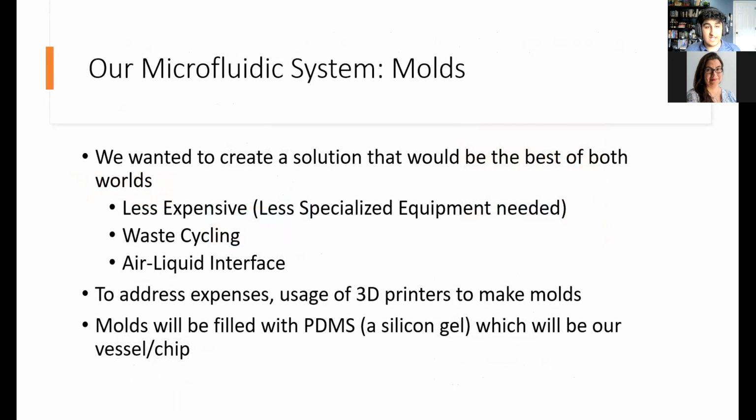It'll be less expensive, meaning less specialized equipment needed. It'll be able to cycle the tissue-produced waste. And it'll have this air-liquid interface, which will replicate the ovarian environment better.